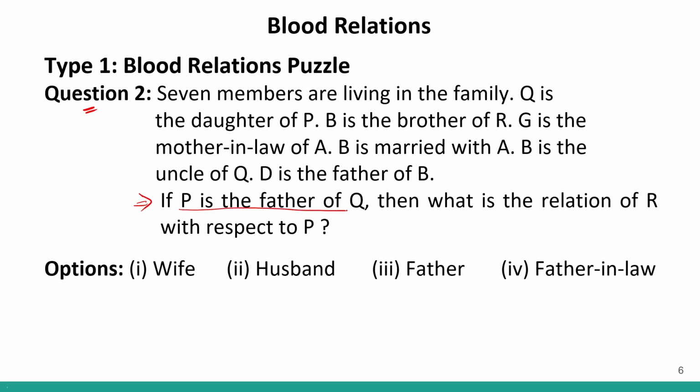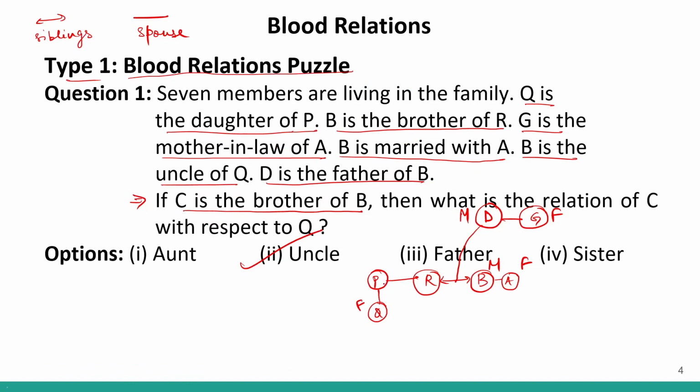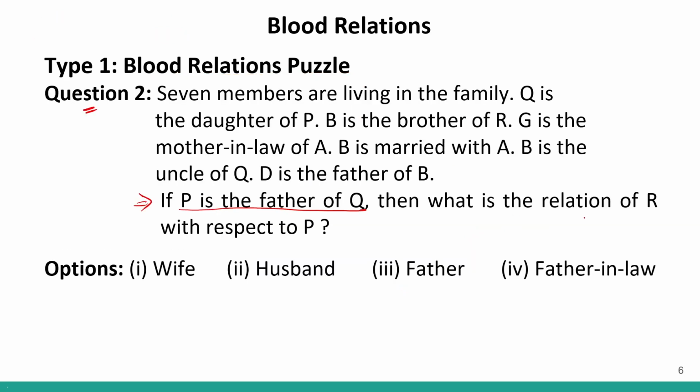It is given P is the father of Q. So P is the father. That means P will be male, R will be female. Correct? This will be the chart. The chart has changed now. Now let us look at the question. We have to find the relationship of R with respect to P.